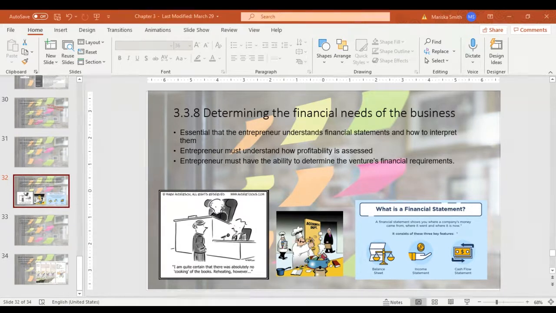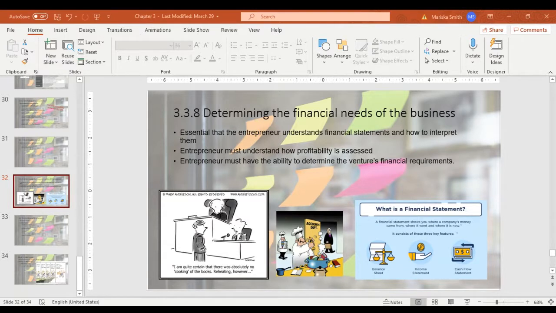Okay, so guys, determining the financial needs of the business. We need to compile a financial statement. A financial statement, and I know you guys are studying BCC, so it's not really something you might be interested in, basically consists of a balance sheet, an income statement, and a cash flow statement. So it is essential that the entrepreneur understands financial statements and how to interpret them.